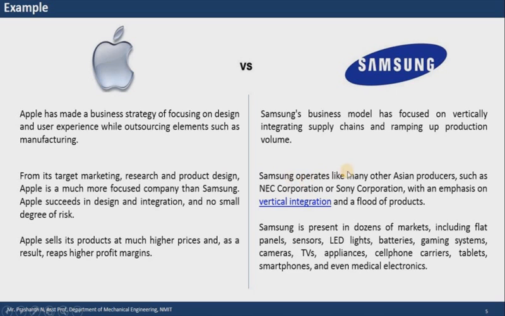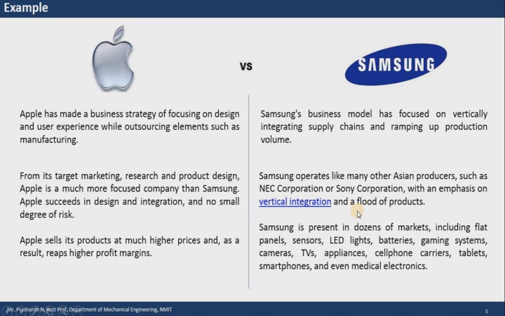Whereas Samsung, on the other hand, of course does focus on design, research, and all those things. But as I said, they are basically a conglomerate, and they operate in multiple different markets or multiple different domains. Just like their counterparts, such as Sony, which is present in different domains, Samsung also is present in different markets. They emphasize vertical integration, and they believe in flooding their products into the market, right?